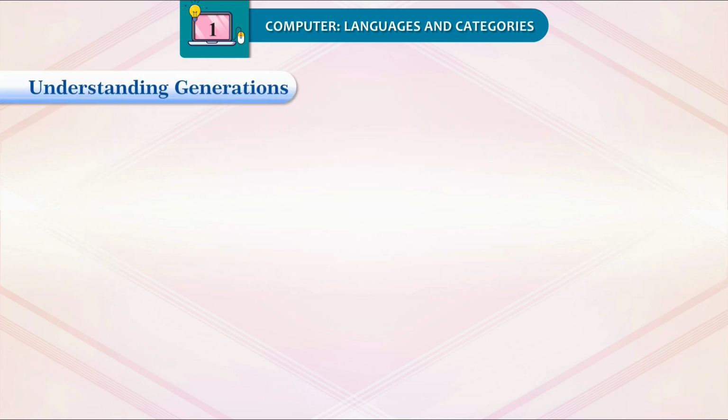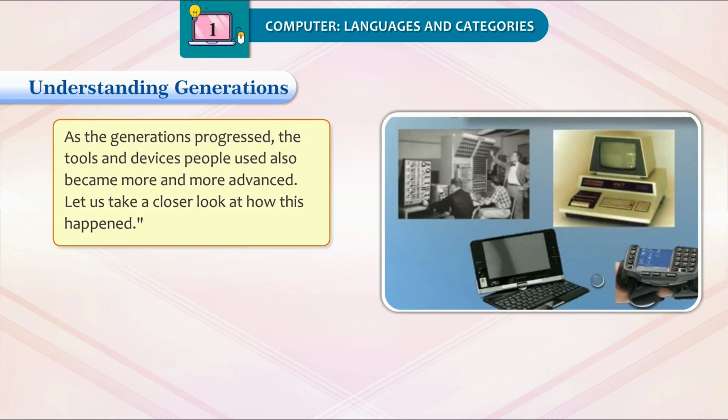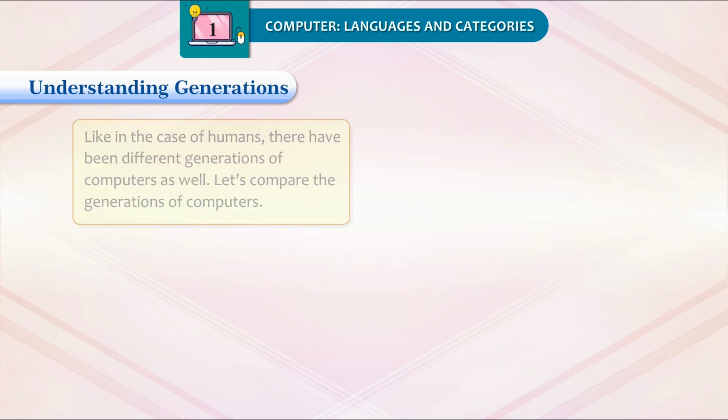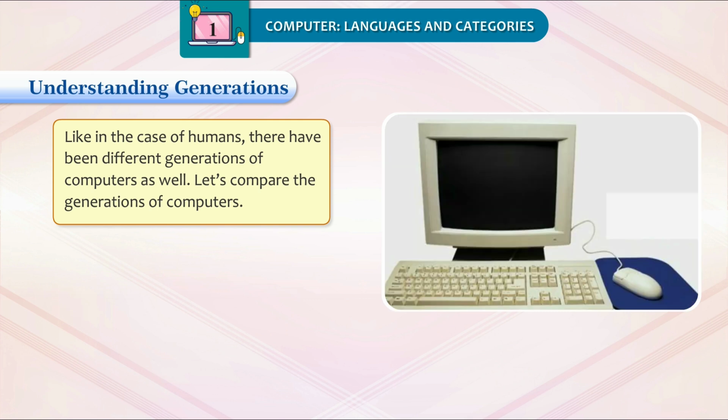Understanding generations. In every household, there are different generations of people. Your great-grandfather and grandfather come from an early time, father from a time after that, and you belong to the most recent generation. As the generations progressed, the tools and devices people used also became more and more advanced. Let us take a closer look at how this happened. Like in the case of humans, there have been different generations of computers as well. Let's compare the generations of computers.